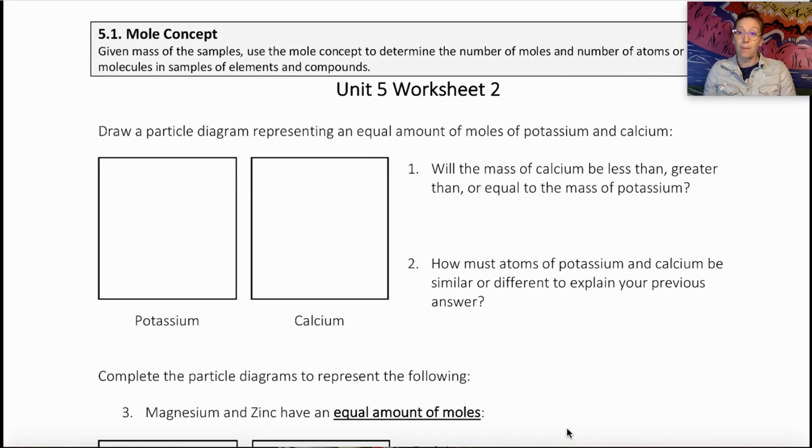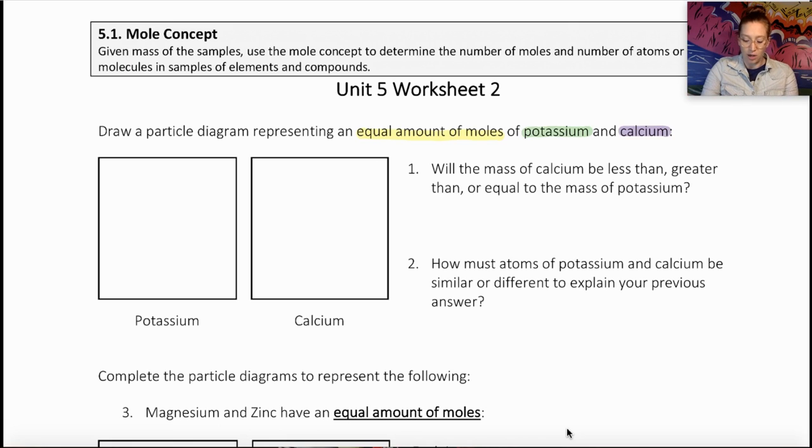So this is about the concept of the mole, and we're going to be using particle diagrams and reasoning based on what we've already discussed and looked at with the mole to support our answers. So taking a look at question number 1, we're going to draw particle diagrams representing equal amounts of moles for potassium and for calcium. So I'm going to use 2 different colors here. I'm going to make potassium green, and I'm going to make calcium purple.